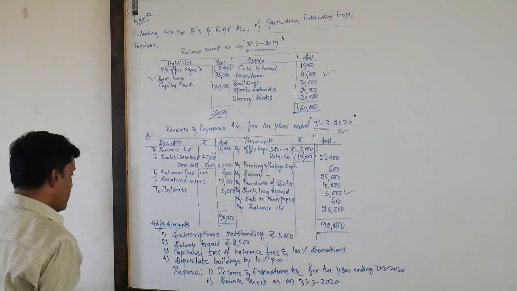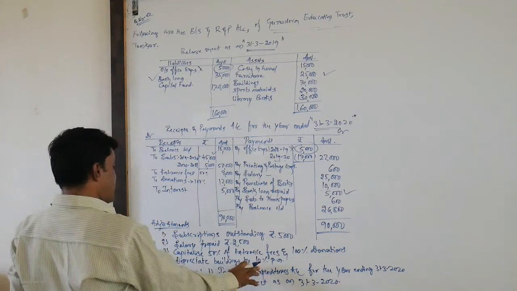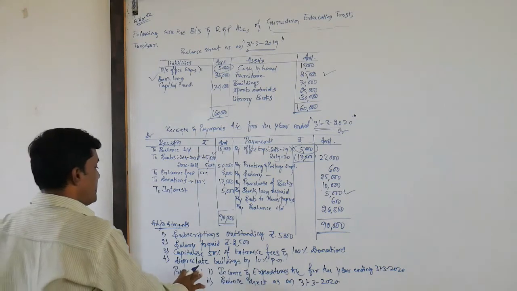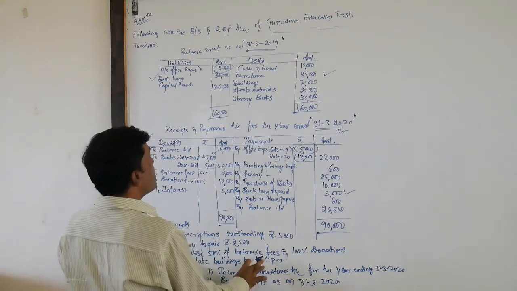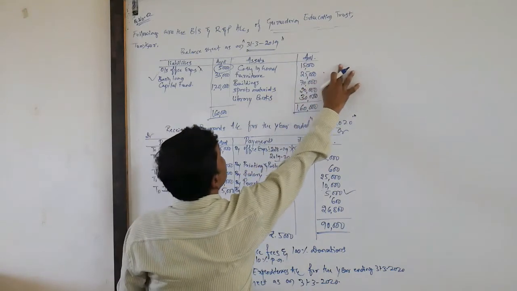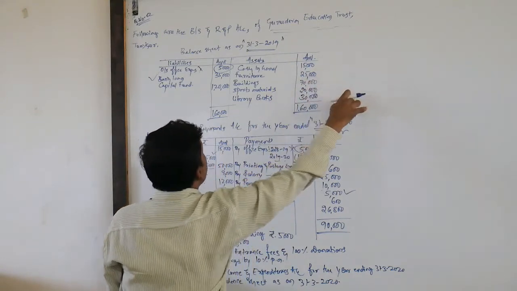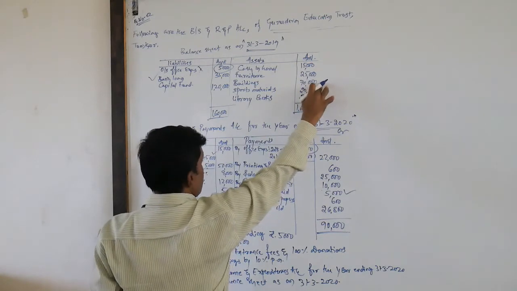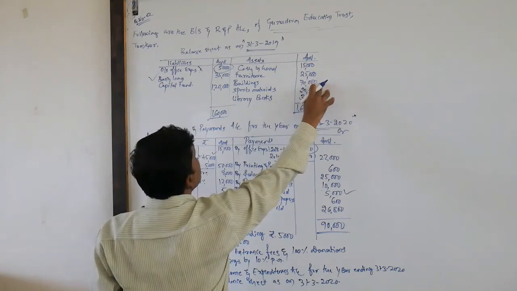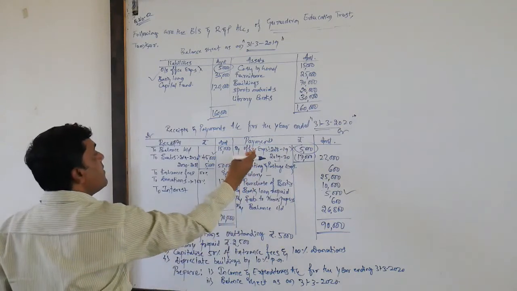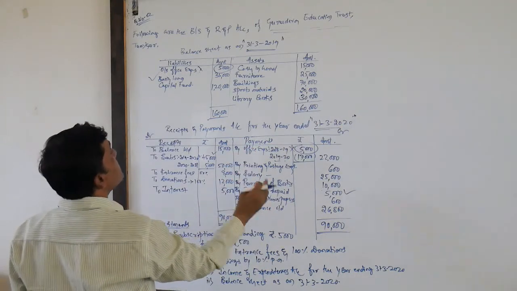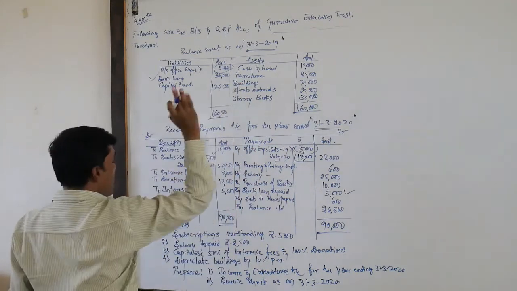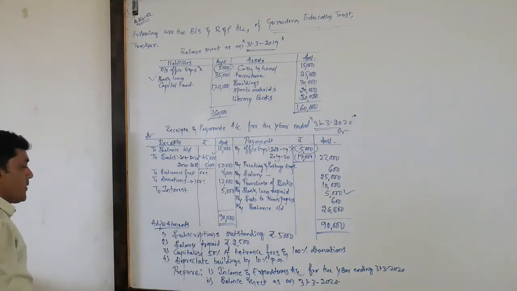Sorry, depreciate buildings by 10%, not furniture. Depreciate buildings by 10%. So buildings 70,000. I thought it is furniture. Sorry, it is a building. We need to deduct the depreciation of 10% from this 70,000. We need to concentrate on the payment side. Additionally, if you have purchased the building, we need to add to the building. So I will dictate while solving the problem.